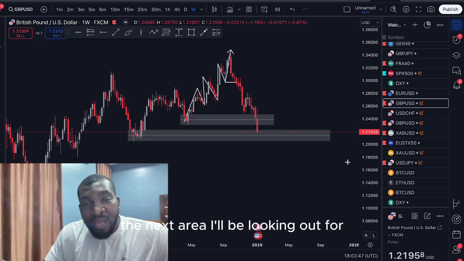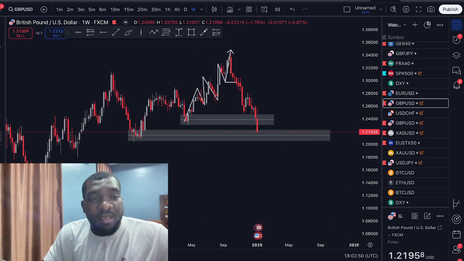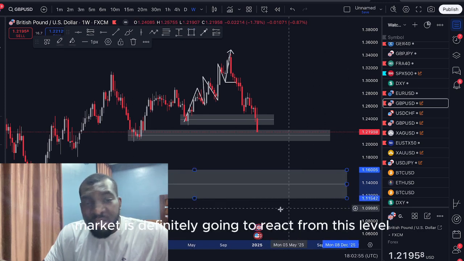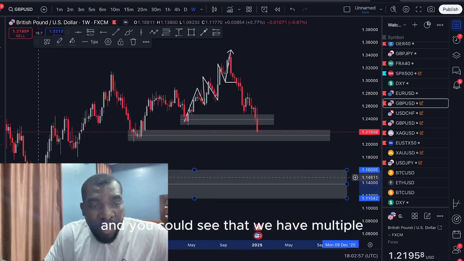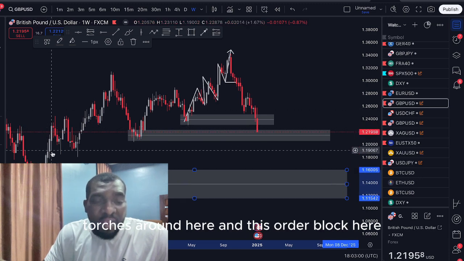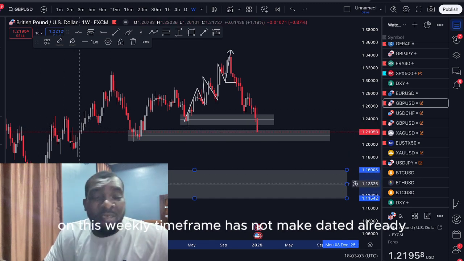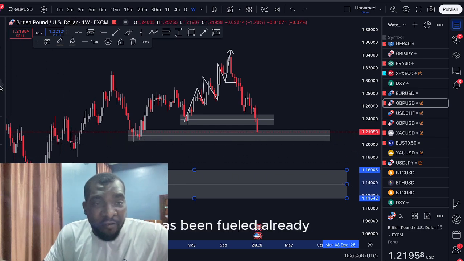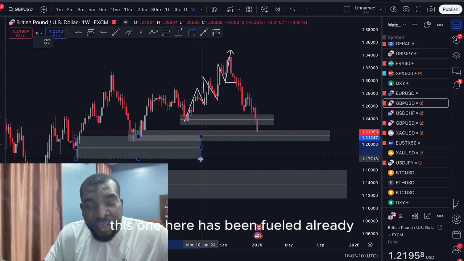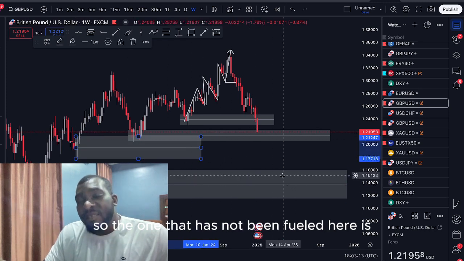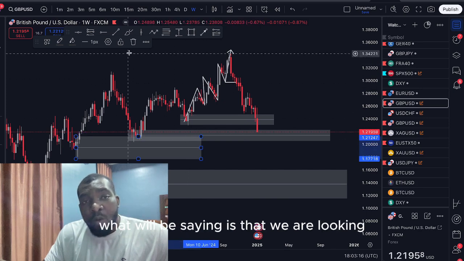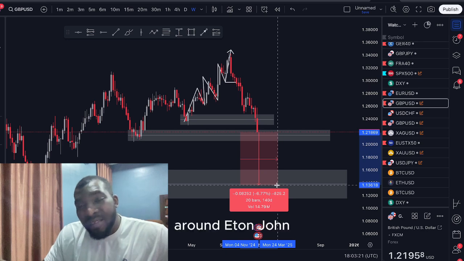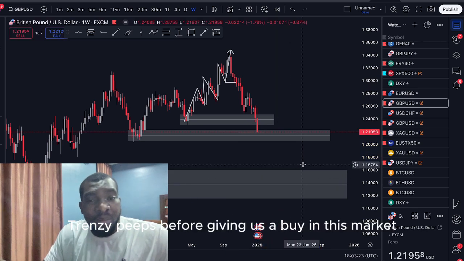The next area I'll be looking out for the market to react off from is definitely going to be around this level around here. Why? Because we have this as an order block, and you could see that we have multiple touches around here, and this order block here on this weekly time frame has not been filled already. You could see that this order block has been filled already. This one here has been filled already. So the one that has not been filled is this other block. And as we can see, we are looking out for this market to run down to this area, around 820 pips, before giving us a buy in this market.